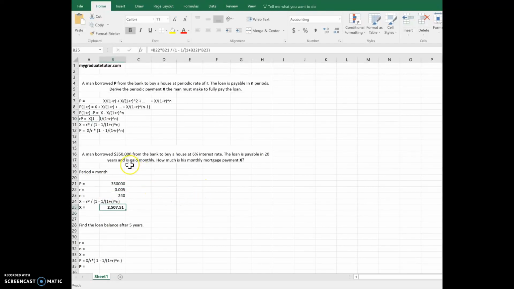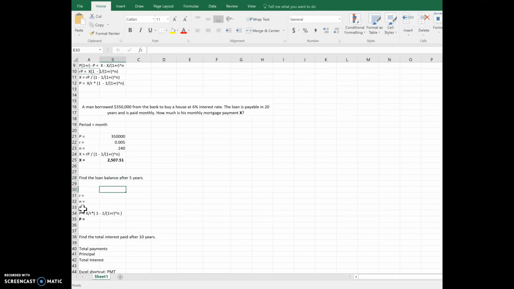So that means that for the payment to be fully paid in 20 years, you have to make 2,500 every month. Okay, so what should be the loan balance after 5 years? Here the interest rate will still be the same, 0.5% per year, and n would be what? After 5 years, there's still 15 years to go with the loan. So 15 years is equivalent to 180 months.